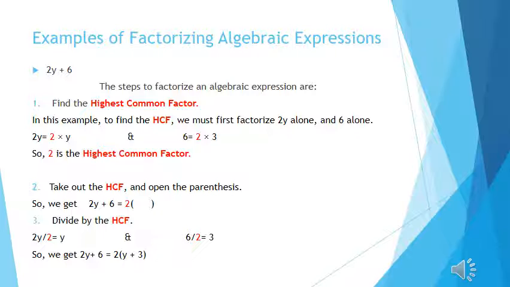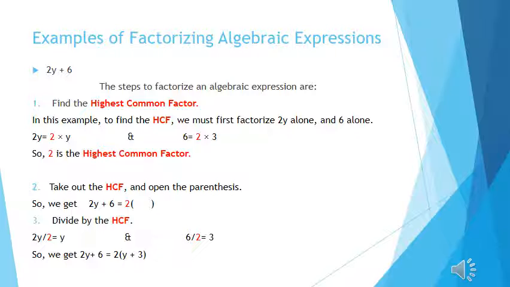In this example, to find the highest common factor, we must first factorize 2y alone and 6 alone. When factorizing 2y, we get 2 times y. We are getting the factors of 2y. And 6 equals 2 times 3. So 2 is the highest common factor.